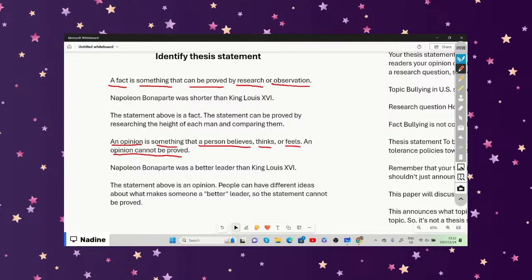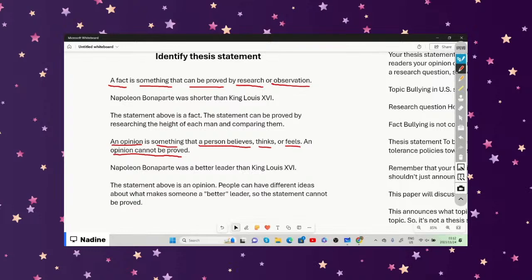So we said that an opinion is something that a person believes, something that someone thinks and feels, right? And also, like we said, an opinion cannot be proven, because nobody researched your opinion, nobody observed your opinion.